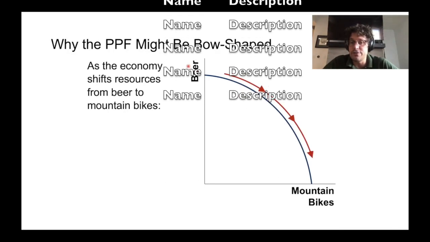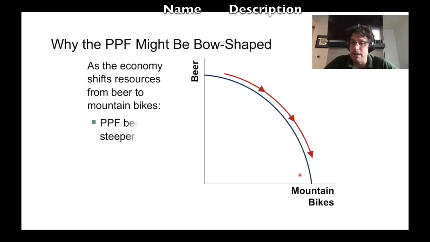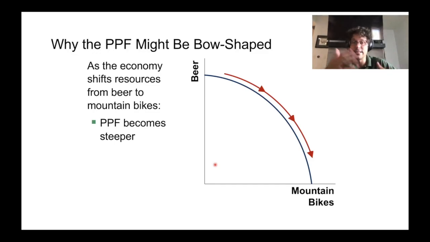So, as the economy shifts the resources from beer to mountain bikes, the production possibility frontier gets steeper. And this captures the idea that there are individuals that have different skills in producing each one of the goods, so the opportunity cost is not always constant. When you allocate people that are very efficient in producing one good to the other, you don't get much out of them. And this creates this bow-shaped production possibility frontier.